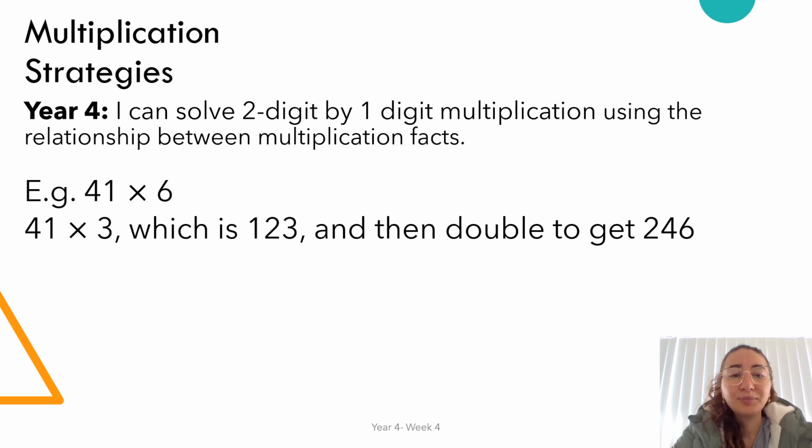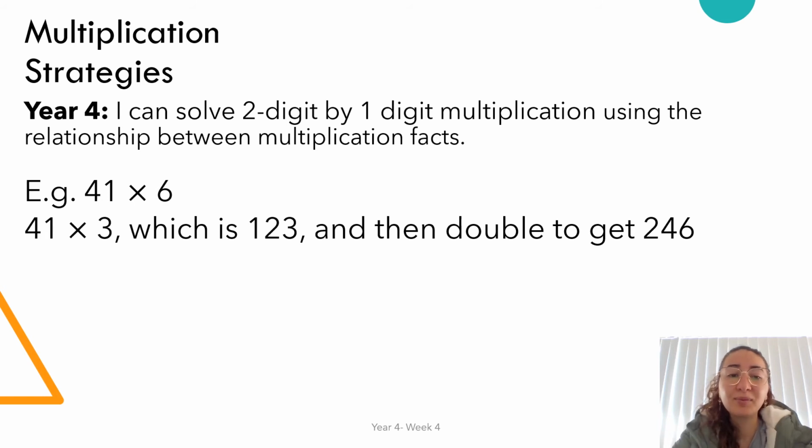For example, and you'll know what I mean when I read this example. So 41 multiplied by 6. We have this question. Looks huge, looks impossible, but it's not. Because we know that 3 and 6 have that relationship, we do our easier question. So we break 41 multiplied by 6 into 41 multiplied by 3. When we do this, it gives us an answer of 123.